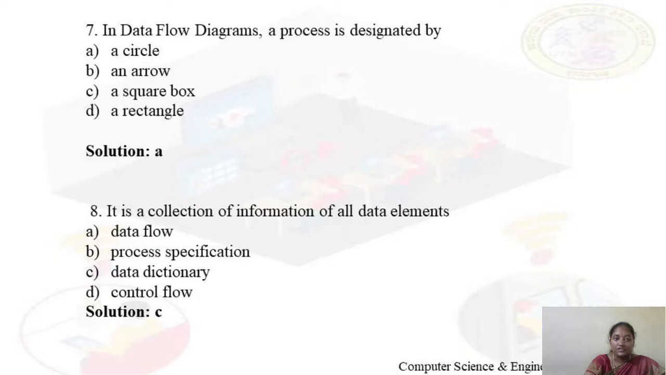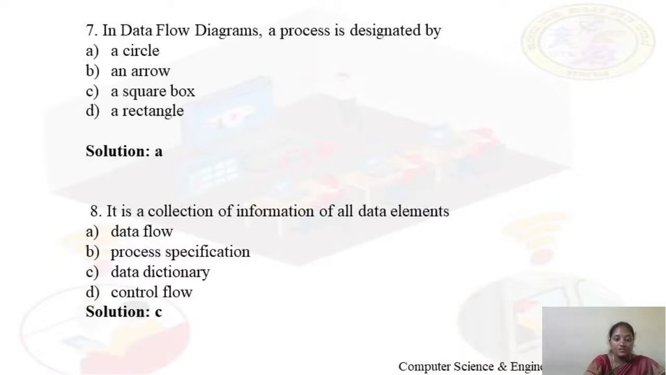So again remember the notation of DFD. Circle is used to represent a process. An arrow is used to represent a data flow. A square box is used to represent a source or sink. A rectangle is also used to represent a source or sink.